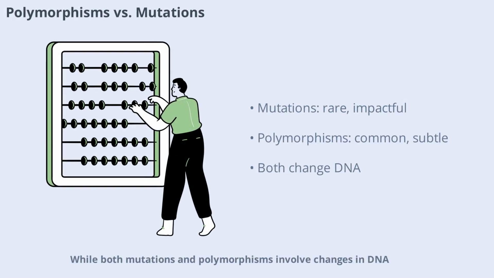Both mutations and polymorphisms involve changes in DNA. The key difference lies in their frequency and impact. Mutations are often rare and can have significant effects, sometimes causing diseases. Polymorphisms, on the other hand, are common and usually do not cause disease. Instead, they contribute to normal genetic diversity within a population. Understanding this distinction helps scientists study genetic diseases and population genetics more effectively.